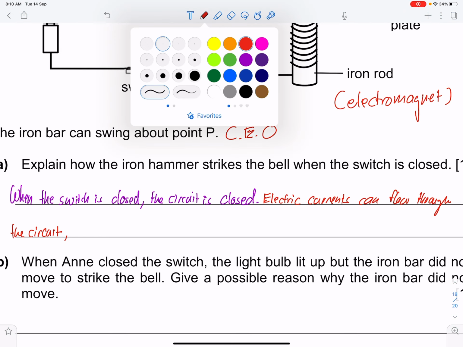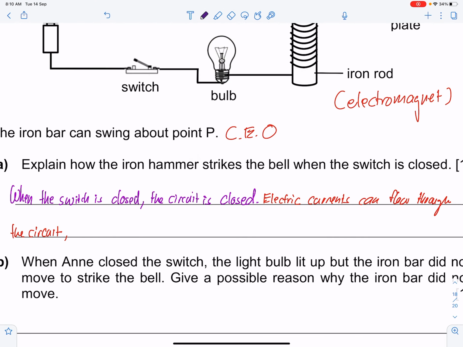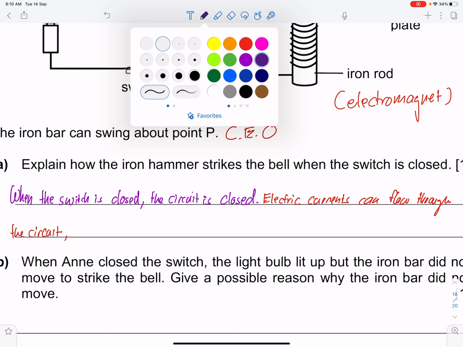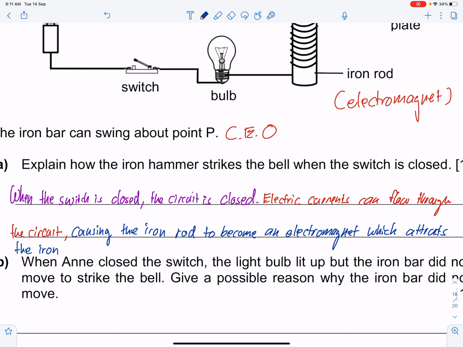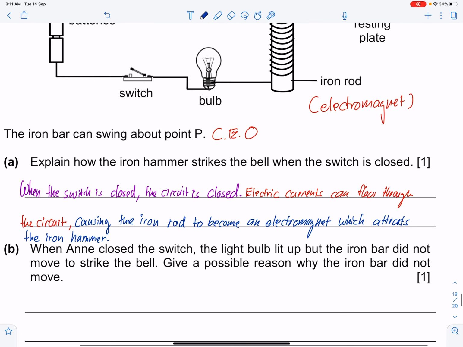Then you talk about the outcome. What does it do? Causing the iron rod to become an electromagnet which attracts, the word attracts needs to be there, attracts the iron hammer. Yes, iron hammer. Causing it to strike. Because they ask you to strike, because when it attracts. So, this is how you do CEO. We've done this many times, but I just want to be explicit about it.